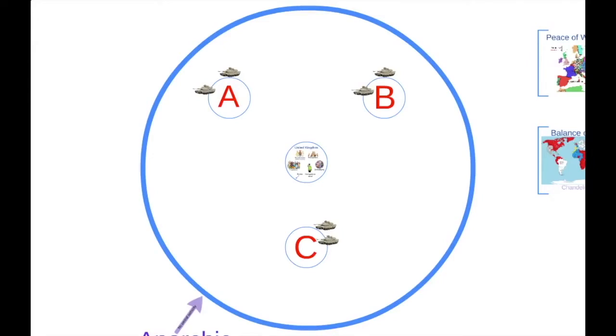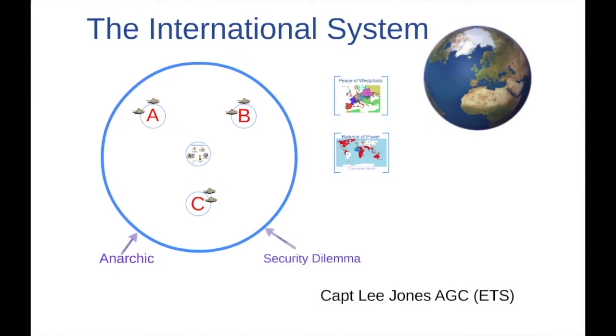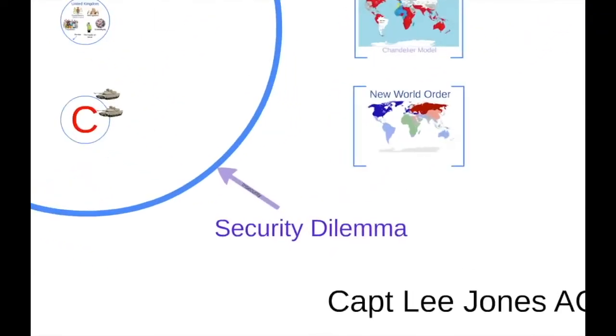This has happened in reality over the period of the last few centuries, and it's known as a security dilemma. Because by each state attempting to make themselves feel secure, what they have inadvertently done is created insecurity, because there are now more means within the international system of conflict.